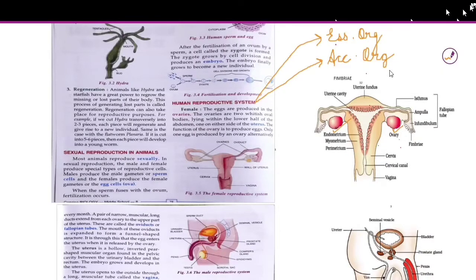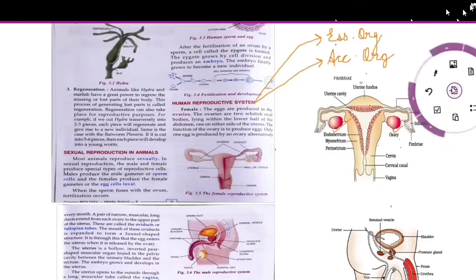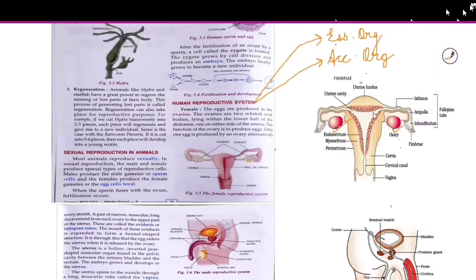So let us see now which are the accessory organs in a female reproductive system. The first accessory organ is what, children? It is the uterus. Wait, I am highlighting this one. So this is the uterus region. Accessory organ number 1.